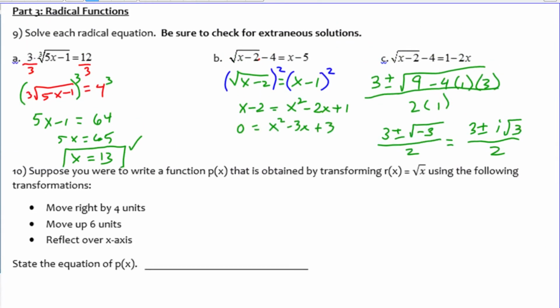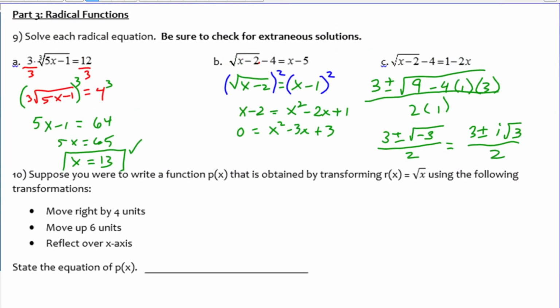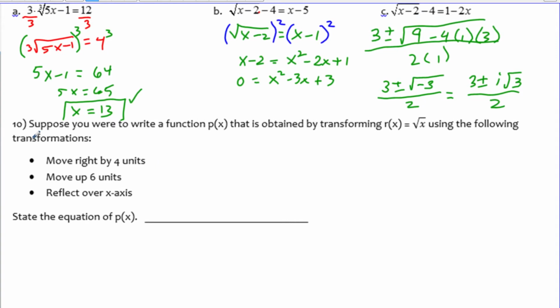Okay, I'm not going to do letter C. Letter C and letter B are pretty much exactly the same, right? So just make sure you can solve letter C as well.